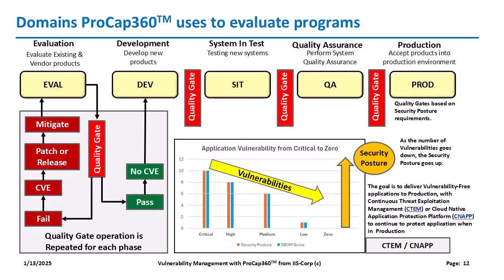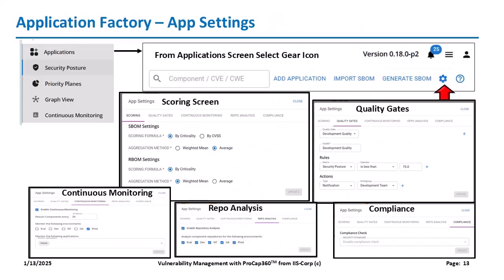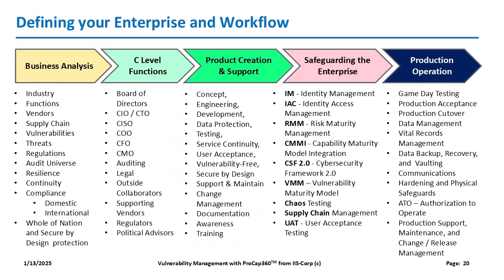Additionally, ProCap 360 can support an application factory concept by placing adjustable quality gates between each stage of product evaluation and production. This reduces vulnerabilities and saves costs related to manpower, cybercrime exposures, and improves the company brand and reputation. Application factory available settings are shown here. They can provide you with a very flexible approach to producing quality applications in reduced time, thereby reducing downtime and improving reputation and costs.